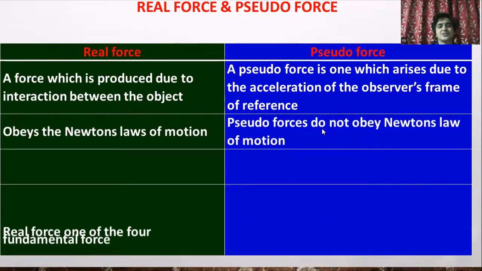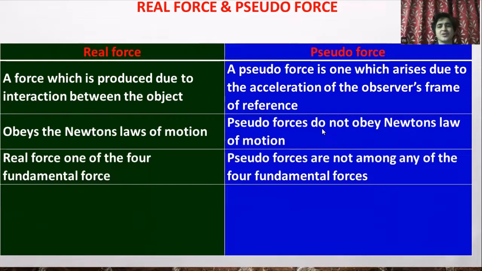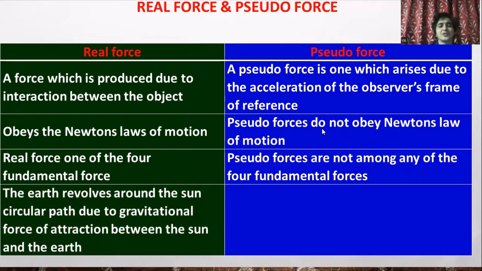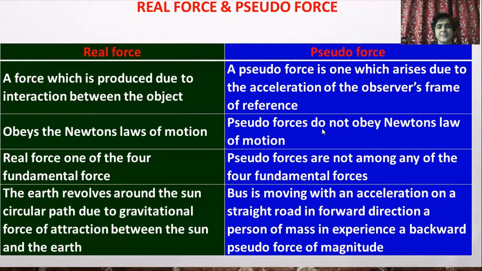Real force obeys Newton's laws of motion. Pseudo forces do not obey Newton's laws of motion. The examples we have already seen: the example of the car, the example of the lift. Similarly, centrifugal force is an example of pseudo force.